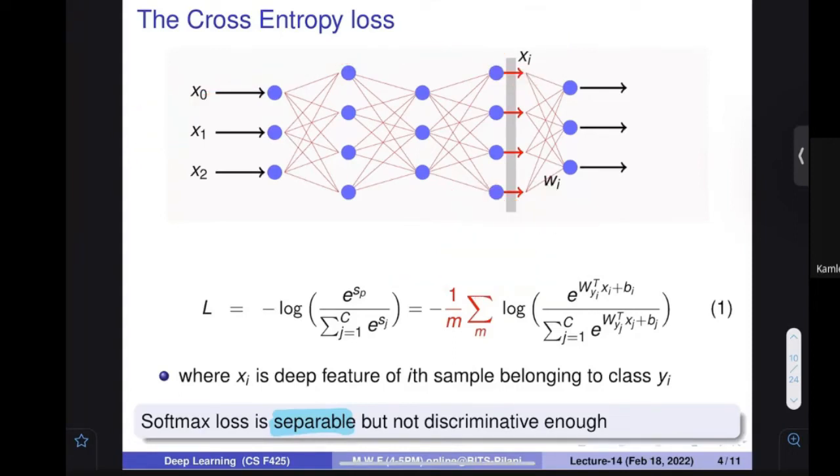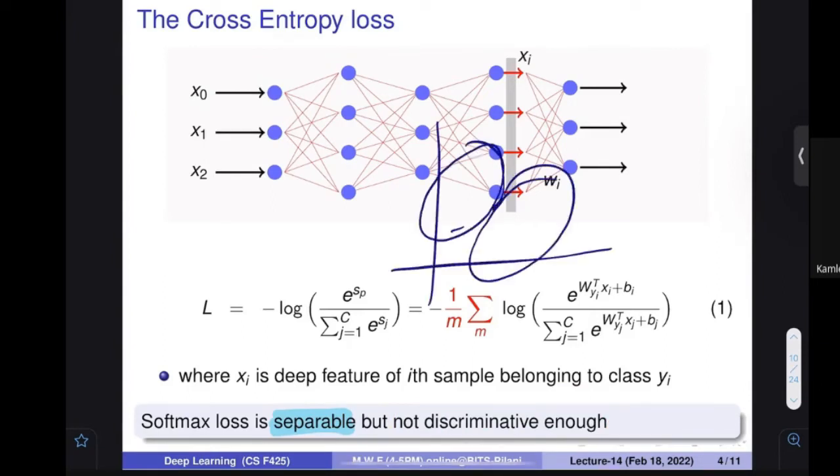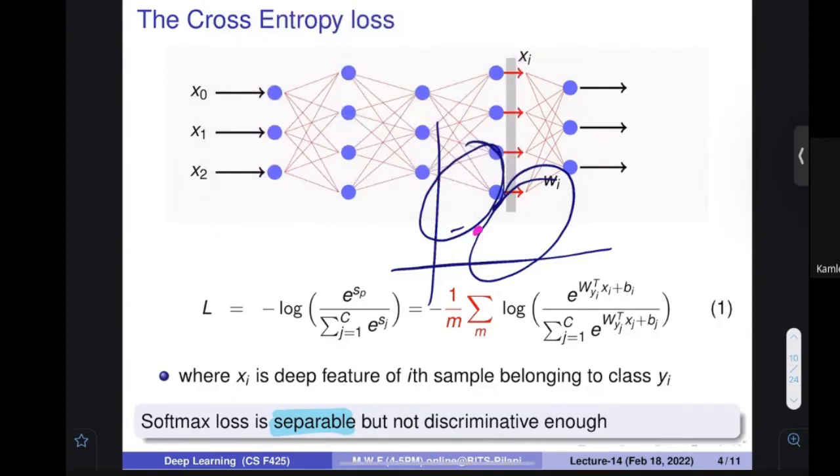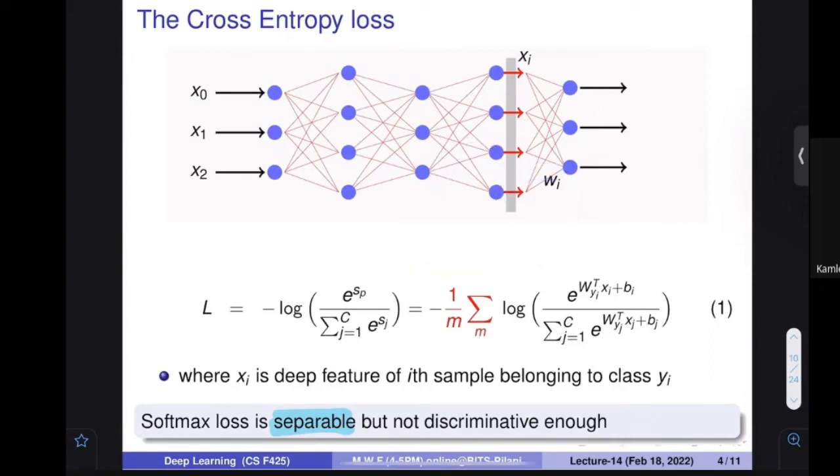So that's why they are separable, because now we can draw a line to separate them, but they are not discriminative because they are very near to each other. Just try to see across the boundary. If a few items are here and a few next items are here, and I ask you what the classification of this particular item is, you would be confused because it is very near to this and this also. So this is the problem: it is not that discriminative.